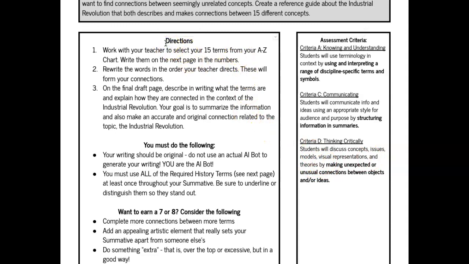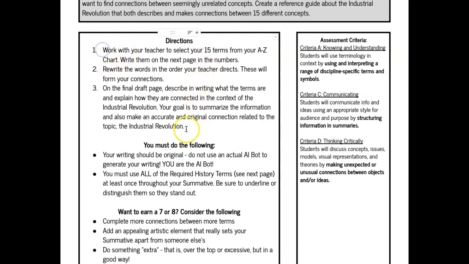On the left-hand side, you'll see the directions. So let's go through the directions so you know how to complete this task. Number 1, you will first work with your teacher to select your 15 terms from your A through Z chart. You're going to write them on the next page in the numbers. Now, some of these will be words that you choose yourself, and some of the words will be words that your teacher chooses for you. So be prepared to not choose all the terms, but have your teacher choose some as well. They may be words that you put in your A through Z chart, and they may be words from the lesson that your teacher would like you to include.